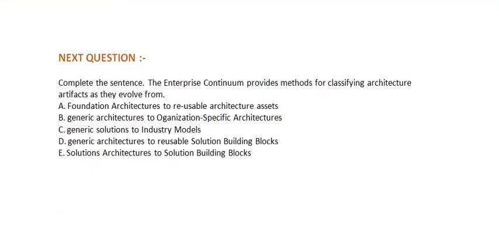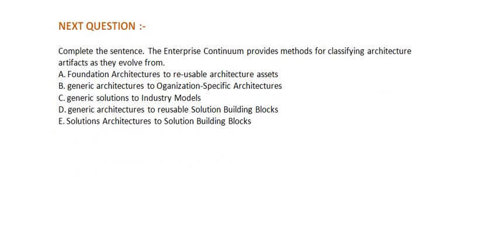Next question is, complete the sentence. The enterprise continuum provides a method for classifying architecture artifacts as they evolve from option A, foundation architectures to reusable architecture assets. Option B, generic architectures to organization-specific architectures. Option C, generic solutions to industry models. Option D, generic architectures to reusable solution building blocks. And option E, solutions architectures to solution building blocks. The correct answer is option B.